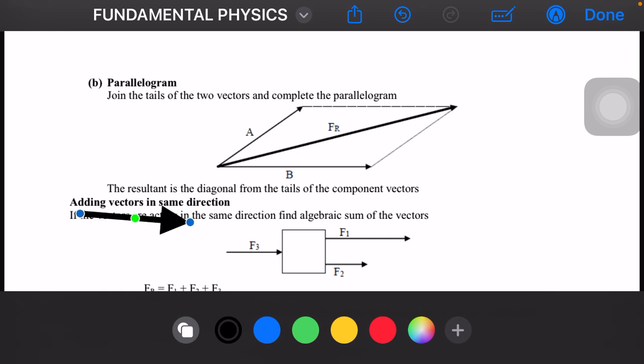As simple as that. When drawing the parallelogram, you go to the head. When drawing the resultant, you go to the tails of those vectors. As simple as that. Then go to combining vectors. You now go to adding vectors in the same direction.